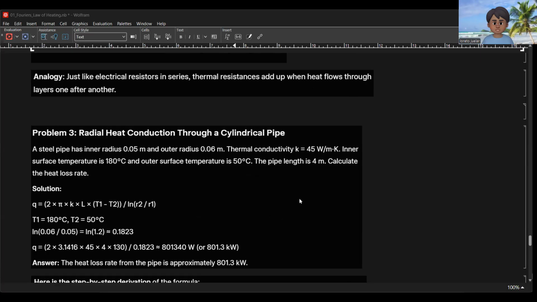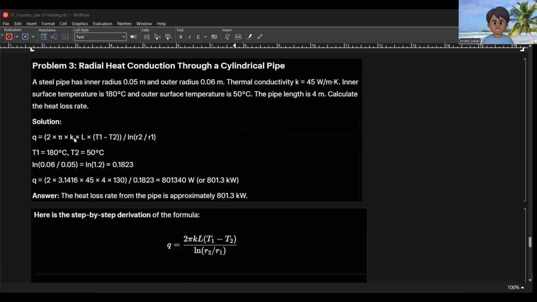Okay, we have problem number 3, radial heat conduction through a cylindrical pipe. A steel pipe has an inner radius of 0.05 meters and an outer radius of 0.06 meters. Thermal conductivity is 45 watts per meter Kelvin. Inner surface temperature is 180 degrees Celsius and outer surface temperature is 50 degrees Celsius. The pipe length is 4 meters. Calculate the heat loss rate here.